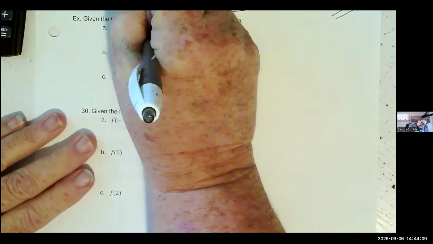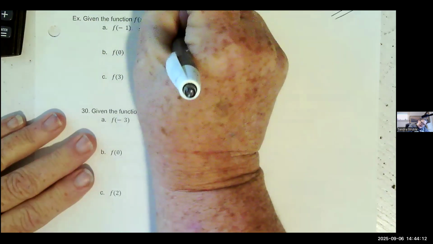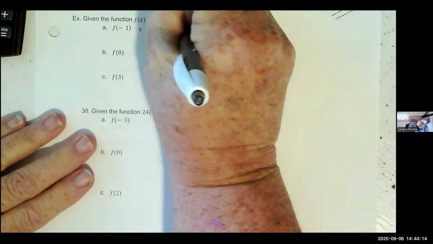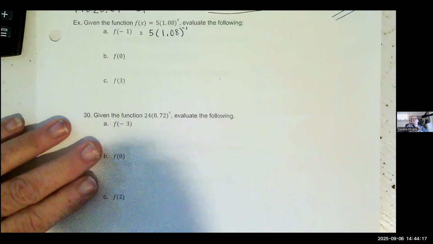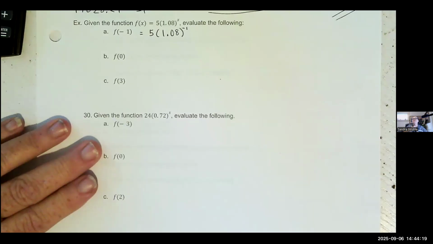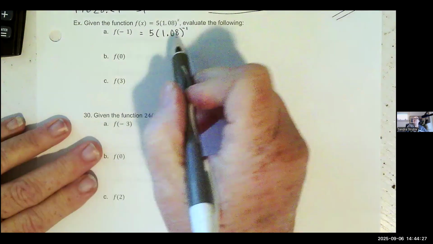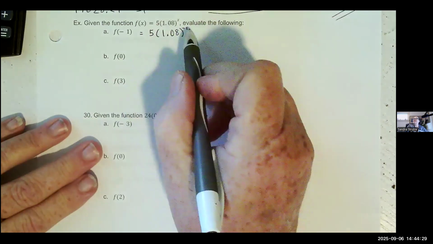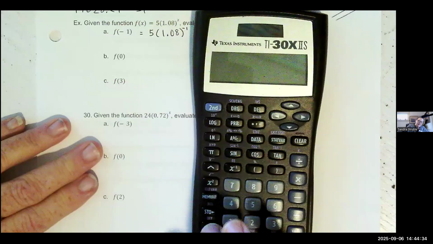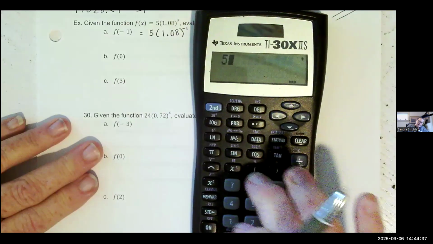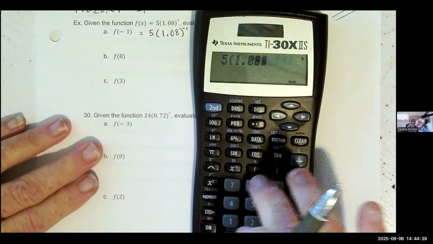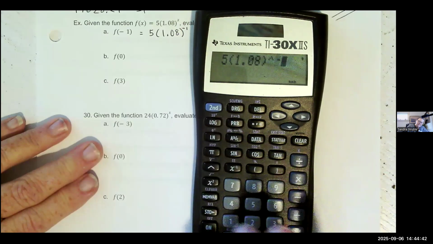All right, so what I'm going to do is 5 times 1.08 to the power of -1. I do not expect you to do any math to this other than putting in your calculator. Now, you could put the entire thing in, or you could do order of operations, which means 1.08 to the -1 times 5 equals. All right, that's typically what I would do, but to show you that you can put the whole thing in, raised to the -1.